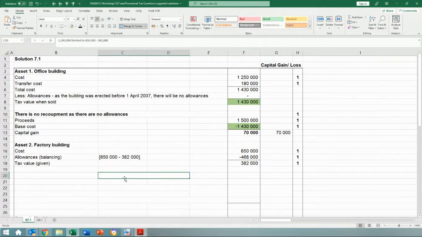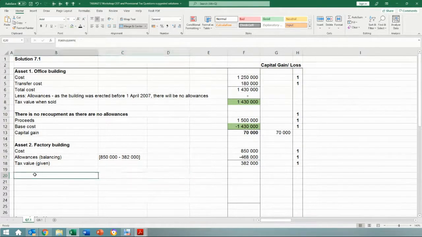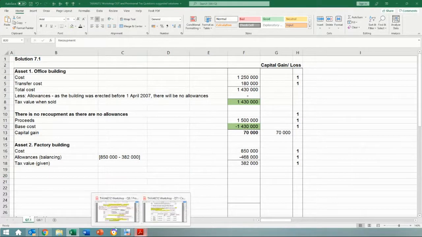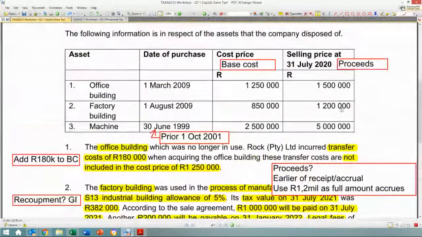Now what we've said for the question is we need to look at what was the recoupment, because that would impact our proceeds as well. So now we look at the recoupment amount. How do we calculate it? We look at what was the proceeds. So what did we sell it for? 1.2 million. But then we have to look at what was the original cost. So for recoupment, we limit it to the original cost. We will never be able to recoup more than what the cost was, because the wear and tear allowance is based on the cost.